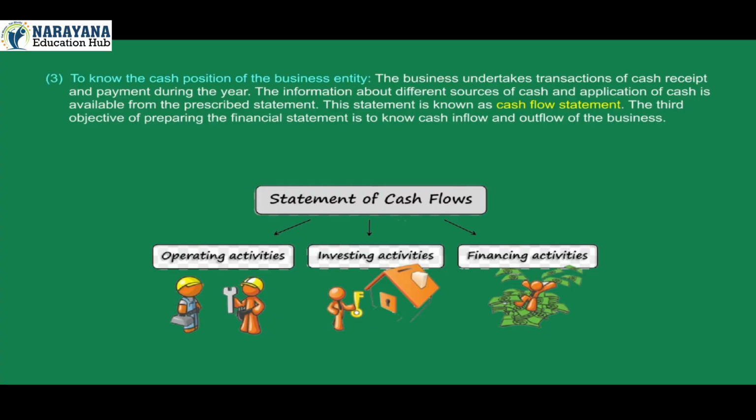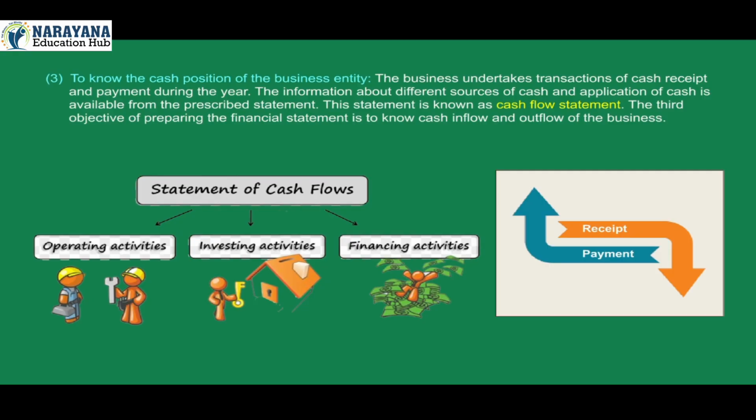3. To know the cash position of the business entity. The business undertakes transactions of cash receipt and payment during the year. The information about different sources of cash and application of cash is available from the prescribed statement. This statement is known as the cash flow statement. The third objective of preparing the financial statement is to know the cash inflow and outflow of the business.